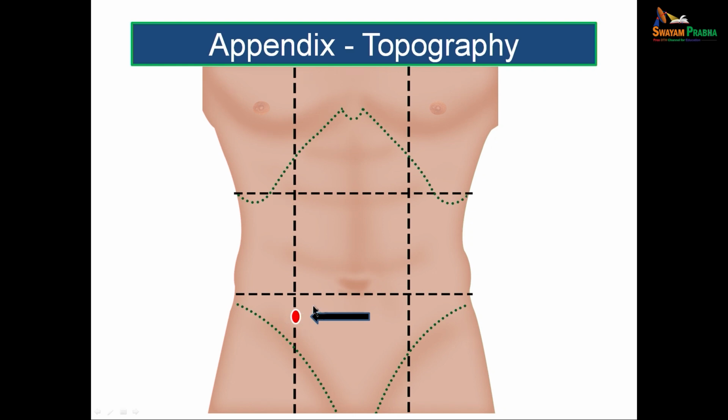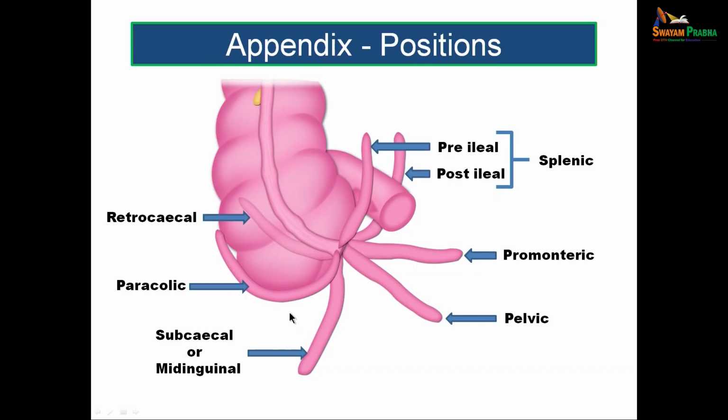When we do a surface marking of the appendix, usually we mark the fixed part of the appendix, and that is the base. And where do we mark this appendix? You find the transtubercular plane passing across the tubercles of the iliac crest at the level of L5. And the junction between this and another line drawn, that is the right lateral plane or the right midclavicular line. At this junction, you go down by 2 centimeters and mark a point that will be the marking for the base of the appendix. And the tip can move anywhere and it can lie in different positions.